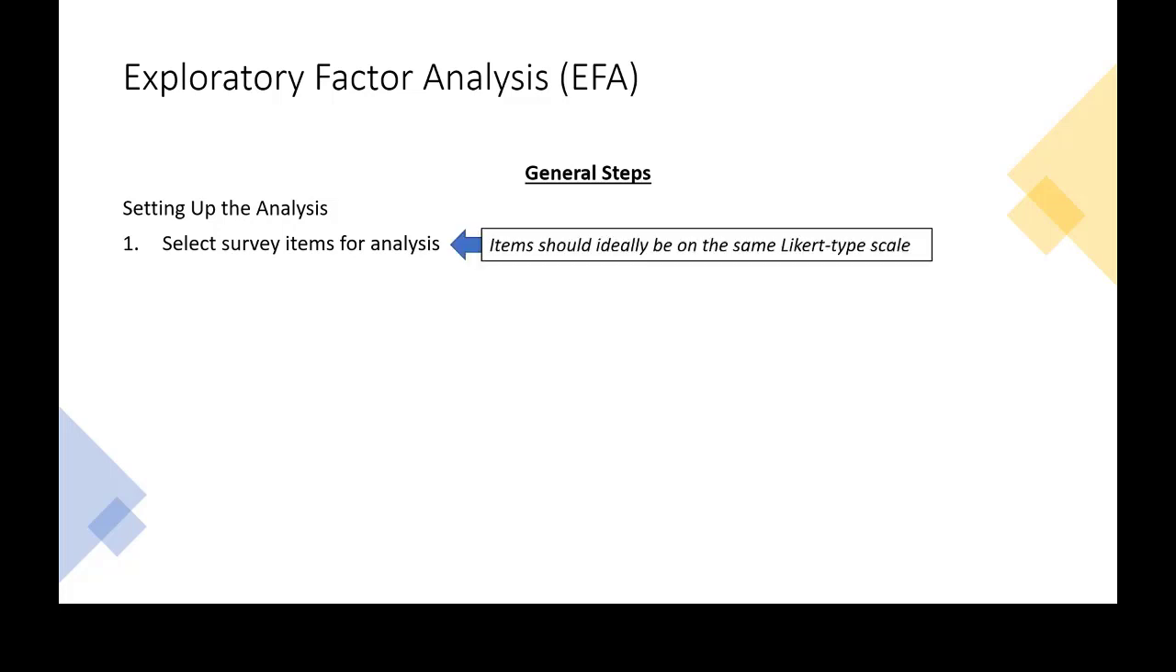I'll note that when you're doing an EFA, your items should ideally be on the same Likert type scale. This should be continuous type data, or for Likert type, you can argue it's ordinal, but you can essentially treat it as continuous type data. They should have the same number of scale points. So let's say a 1 is the minimum and the 5 is the maximum, for example, or everything's on a 7-point scale. And ideally, they should have the same response anchors. Like all of them being strongly agree, strongly disagree, or all of them being not at all to a great extent.